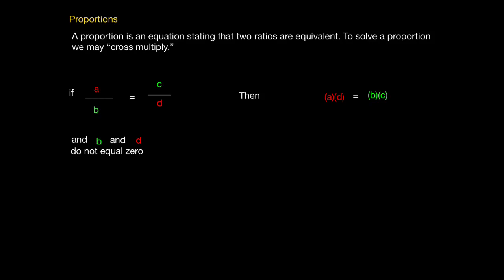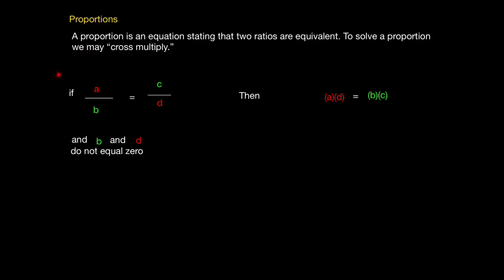Now let's talk about proportions. A proportion is an equation stating that two ratios are equivalent. In order to solve a proportion, we may use something called cross multiplication. You're probably familiar with this technique already, but we're going to review it because it's going to be necessary for a lot of the problems we'll be doing moving on.